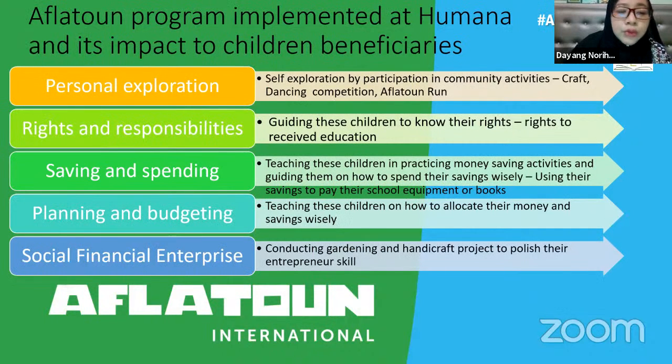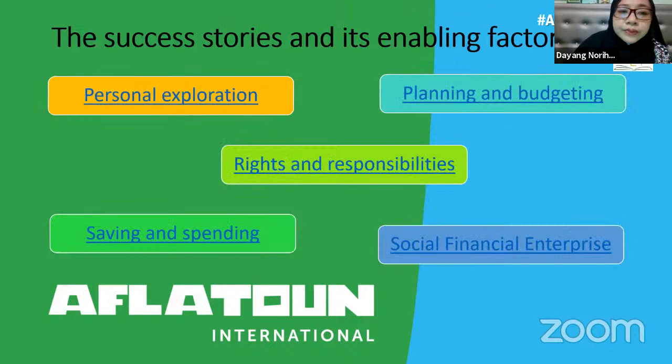How do we implement the Aflatoun program at Humana and how does it impact the children beneficiaries? At Humana, we are using the 5 main courses promoted by Aflatoun International, which are personal exploration, rights and responsibilities, saving and spending, planning and budgeting, and social financial enterprise. By using these 5 courses for the students at Humana, I will be sharing the success stories and their enabling factors using these 5 course elements.